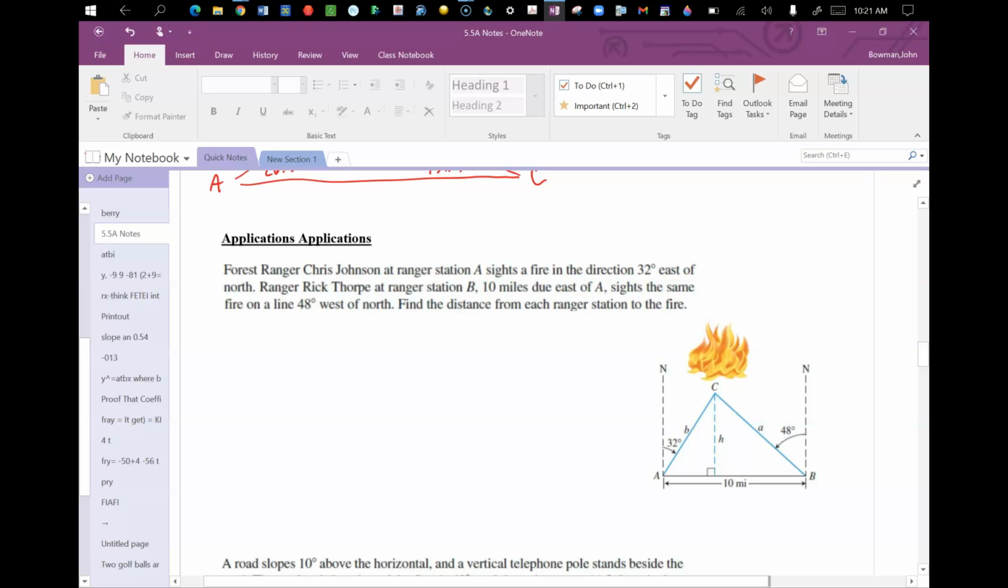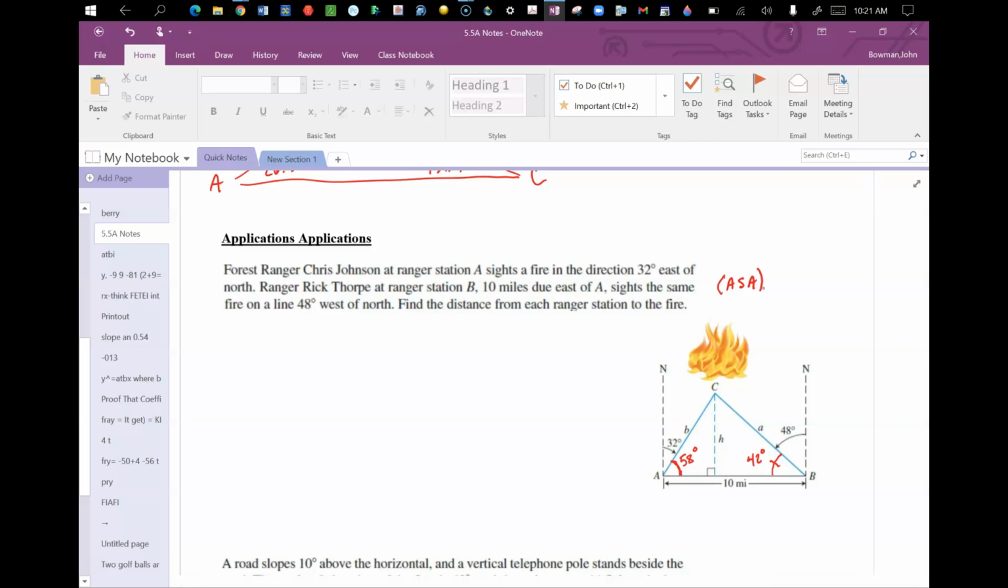So let's think about what we have here for our triangle ABC. Well, it looks like all we have is a side, but that's not the case. We know that 32 degrees is the complement of the angle that I just drew in red there. So 32 plus 58 degrees gives us 90 degrees. And angle B inside our triangle is the complement of the 48 degree angle. So angle B has a measure of 42 degrees. So we have an angle side angle situation which we can use the law of sines to solve for.